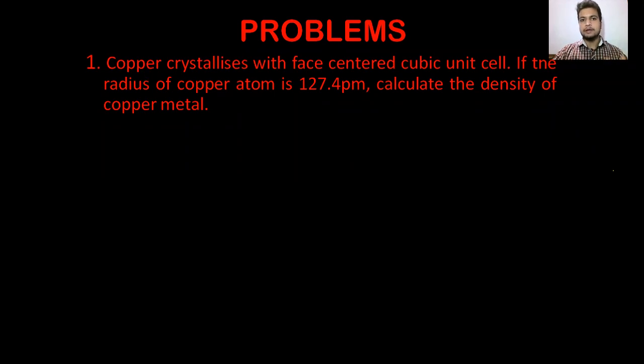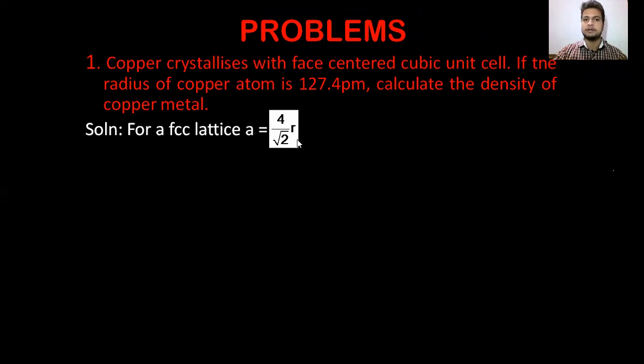And what we require is edge length. But remember that in the question, edge length is not given to you. What is given to you is the radius, not A. R is given. But for a face-centered cubic unit cell, we know the relationship between A and R. So let us first start with that. For an FCC unit cell, A will be equal to 4 by root 2 R. That is the relationship between A and R for a face-centered cubic unit cell.